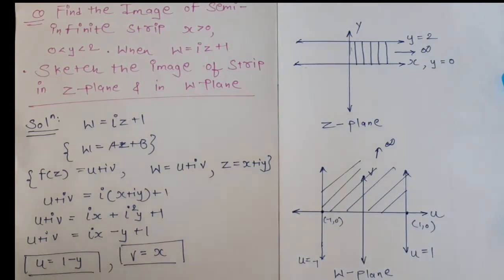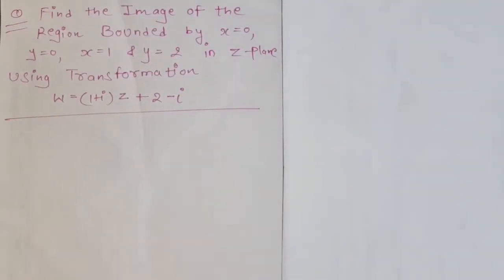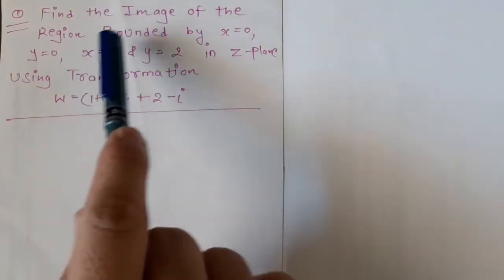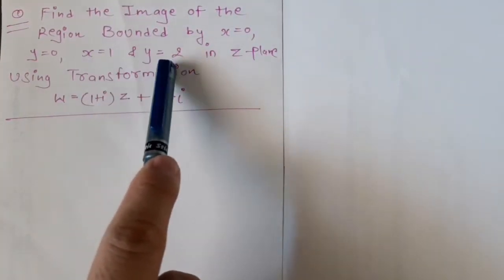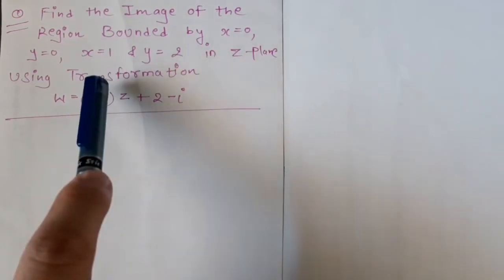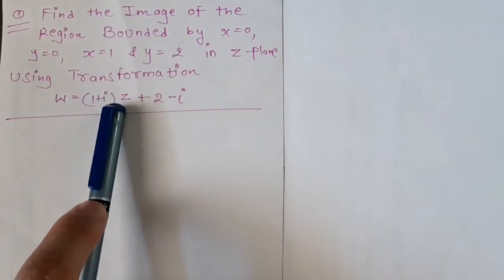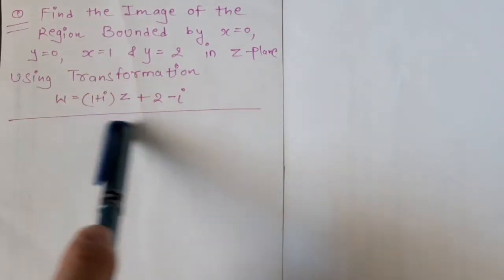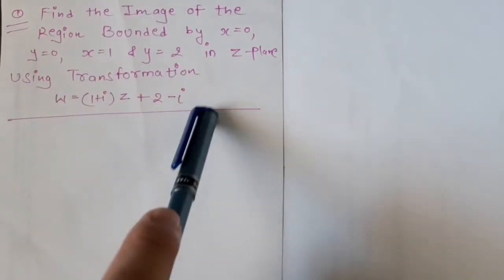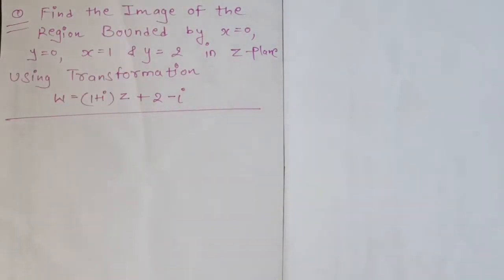So now we will solve the next sum related to the linear transformation. The next numerical is: find the image of the region bounded by x equals 0, y equals 0, x equals 1 and y equals 2 in the z plane using the transformation w equals (1 plus i) z plus (2 minus i). Again, by observing this equation we get a hint that this is a linear transformation.